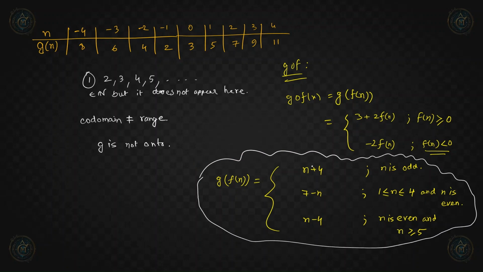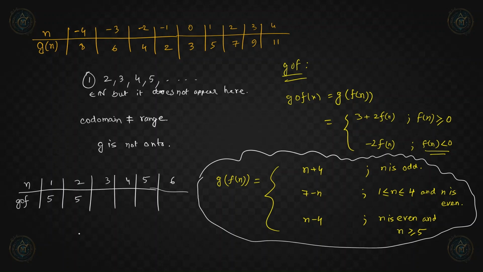Now let's analyze the characteristics of g(f(n)). If we draw a table here similarly, n is a natural number: 1, 2, 3, 4, 5, 6. If we put n = 1 here, n is odd, so by this definition, this will be 5. Then n = 2: n belongs to the range 1 ≤ n ≤ 4, and n is even, so this will be 7 - n, that means 7 - 2 = 5.